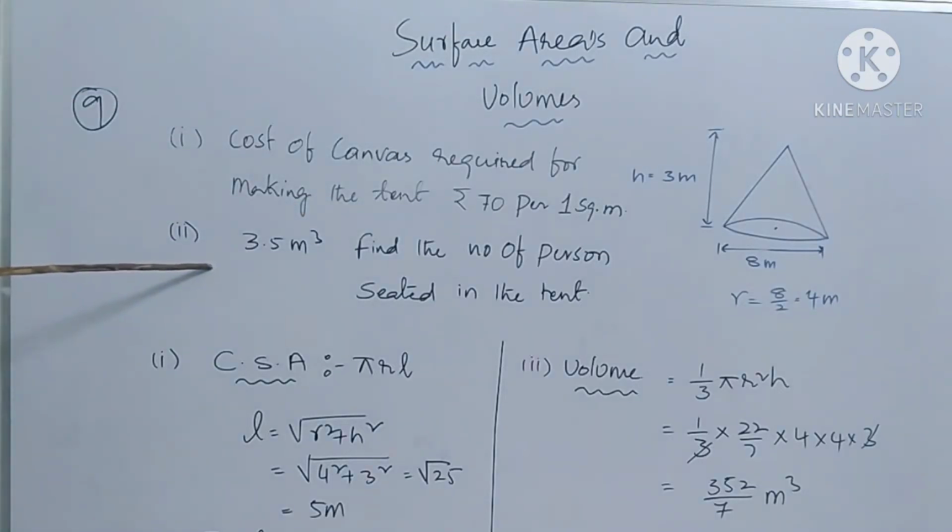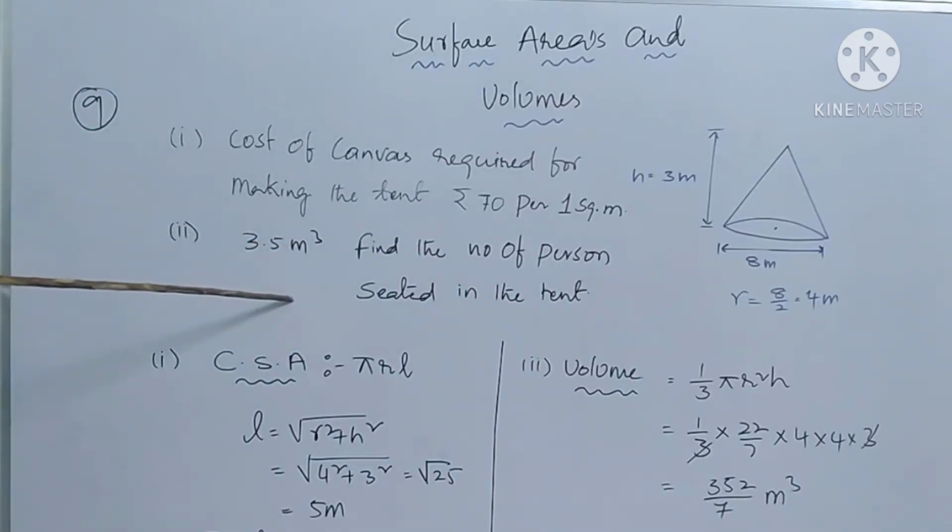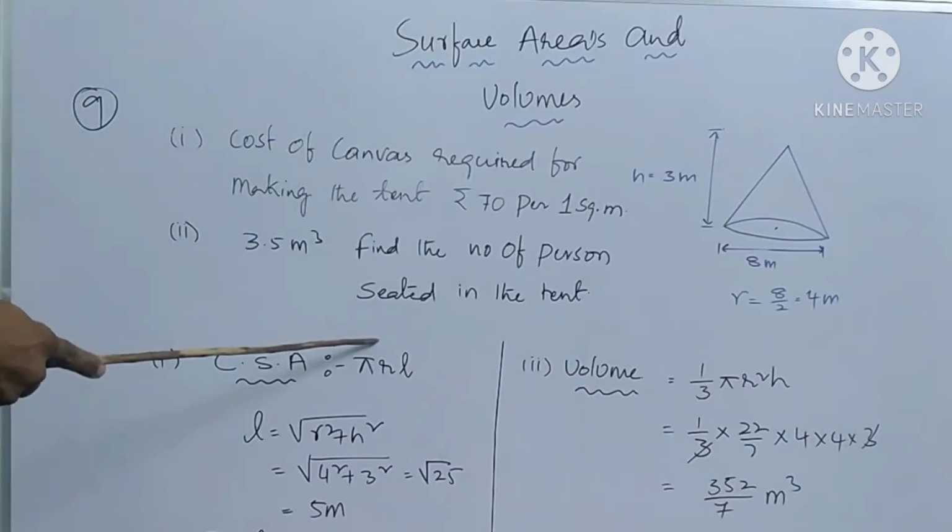Next question. Find the number of persons seated in the tent if each person's volume is 3.5 meter cube.